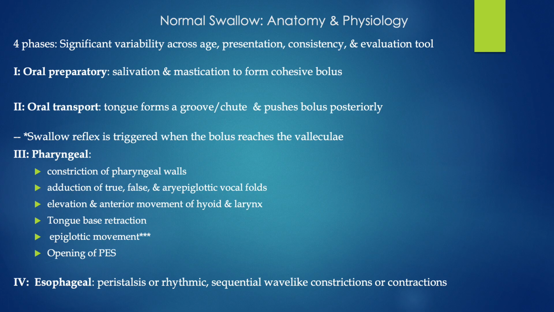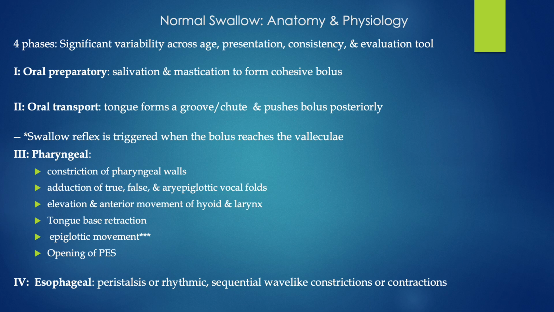In the pharyngeal phase, this is where airway protection happens, okay? So we have constriction of the pharyngeal walls, pushing the bolus down. We have adduction or closure of the true, false, and aryepiglottic vocal folds. We have elevation and anterior movement of the hyoid and larynx, thank you very much to the mylohyoid and the geniohyoid. They contribute to that.